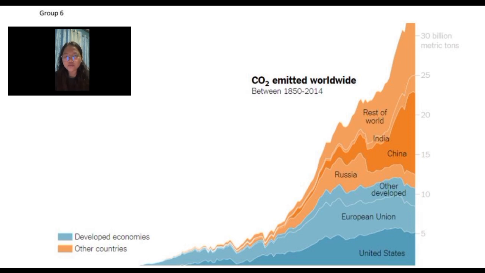Overall, the graph shows a clear upward trend, with global emissions surpassing 30 billion metric tons by 2014. From a mathematical point of view, this pattern resembles exponential growth, where increases become larger and faster over time. Now that we understand the graph, we can discuss its implications.